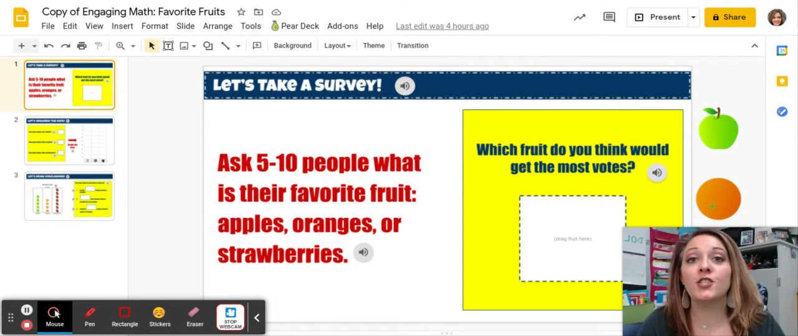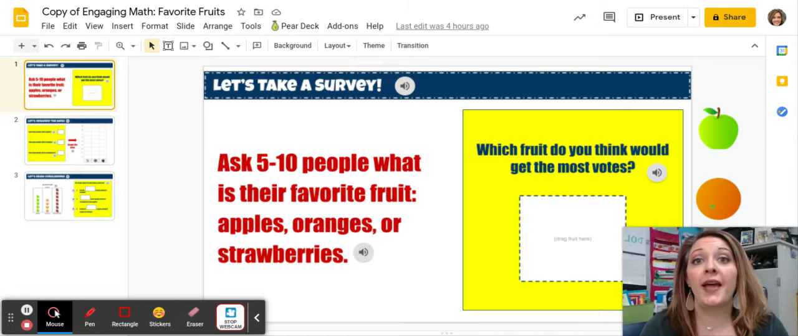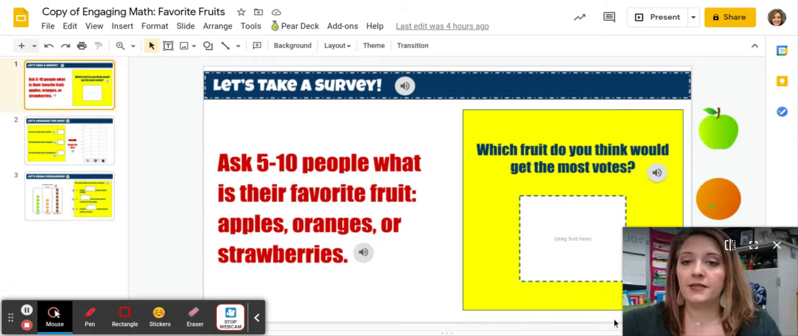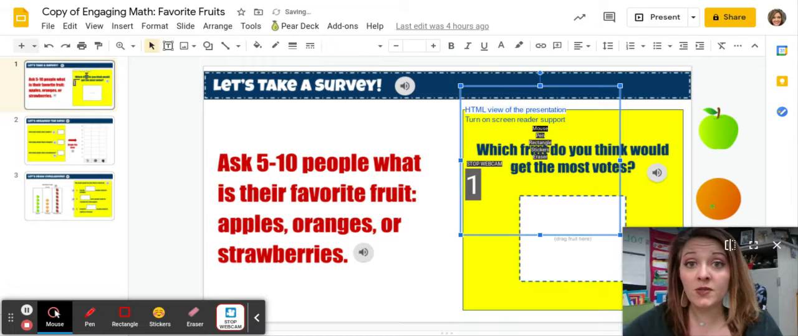So, today we're going to take a survey. That means you're going to go and ask people around your house what they would choose. So, today we're going to talk about our favorite fruits, but we're only going to choose from apple, orange, and strawberry. So, we are going to look at apple, orange, strawberry, and which one is liked the most and the least.